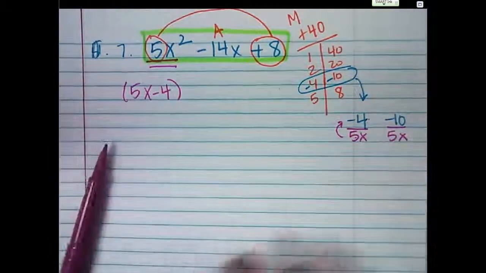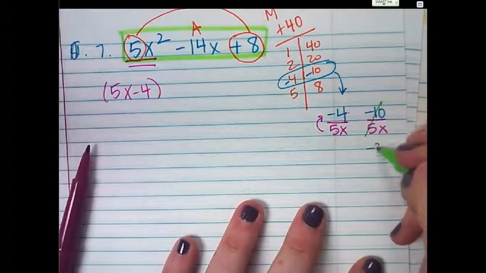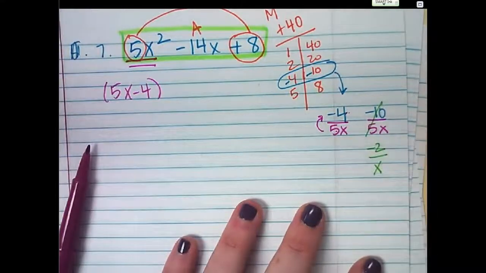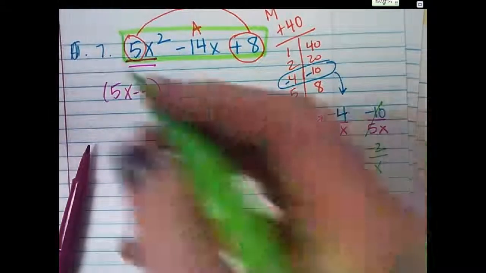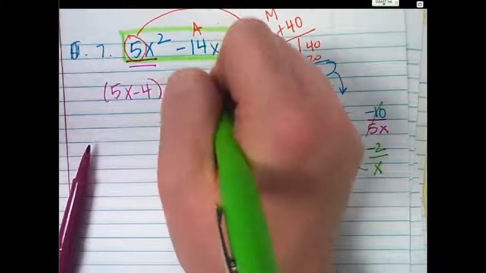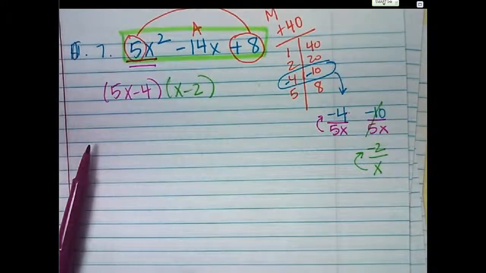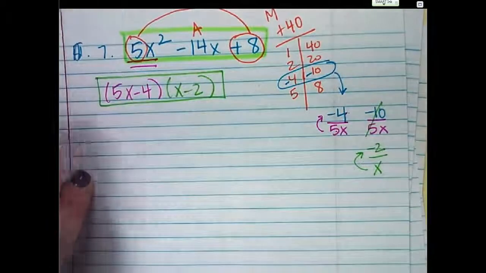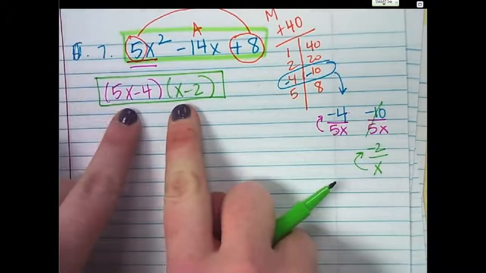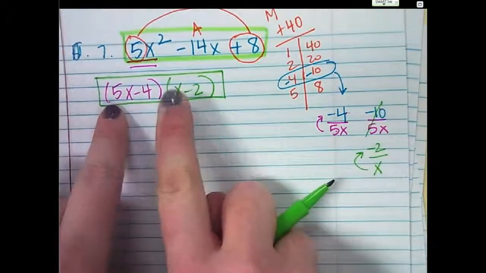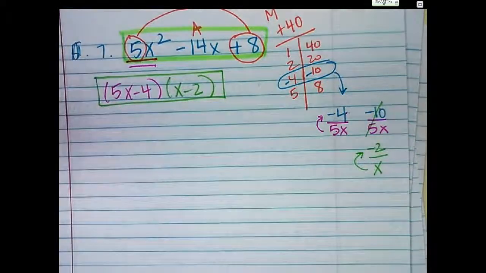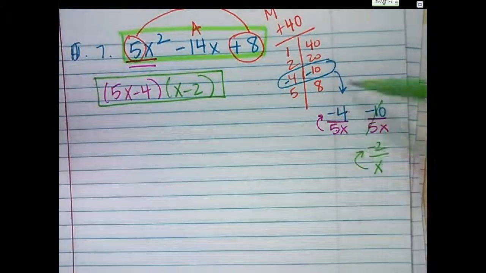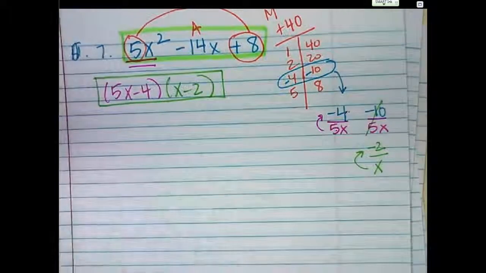Negative 10 over 5. Negative 2 over x. So here's my other factor, x minus 2. And there's your answer. So what happens is instead of just an x and an x, I have some kind of number here, or two numbers, depending on what it is. There are lots of different ways to do this part. You may have learned a different method that you like better, and that's fine.